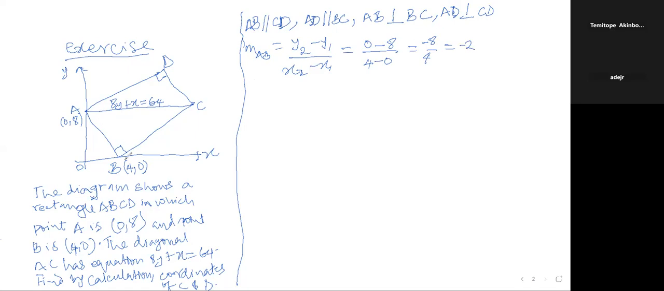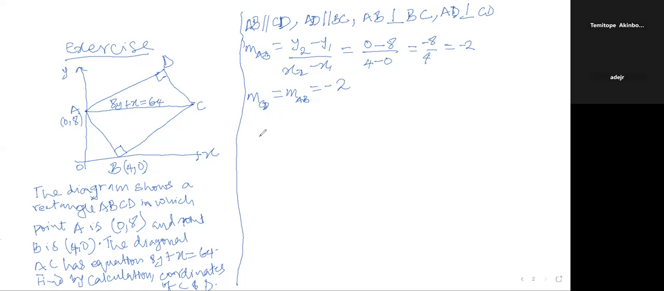Now, since I've determined the gradient of AB, and we have said that AB and CD are parallel, meaning that they will have the same gradient, the gradient of CD is equal to gradient of AB, and that equals minus 2. Understood? Yes, sir. Okay.